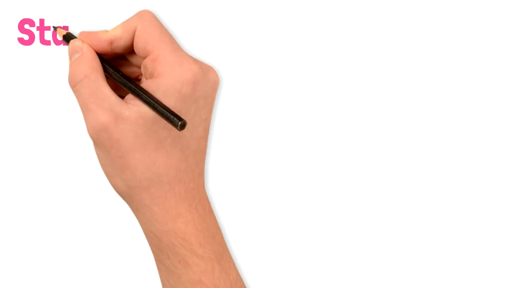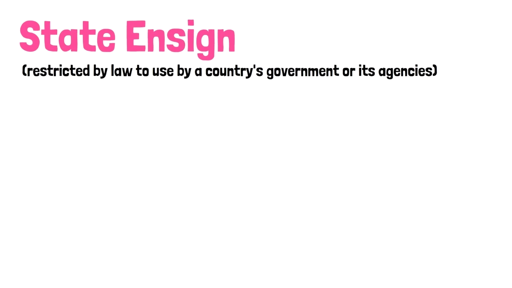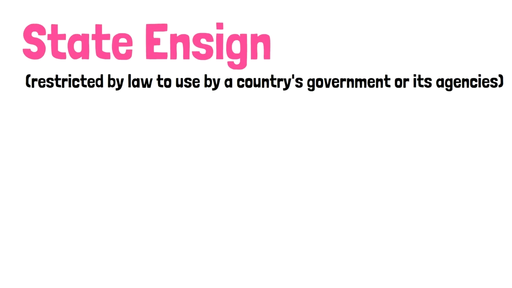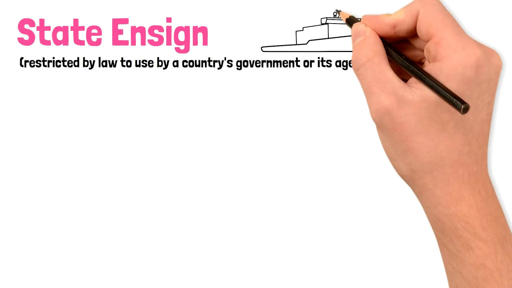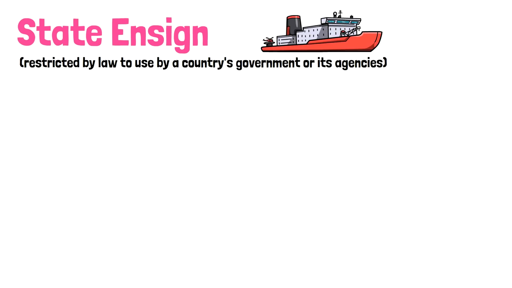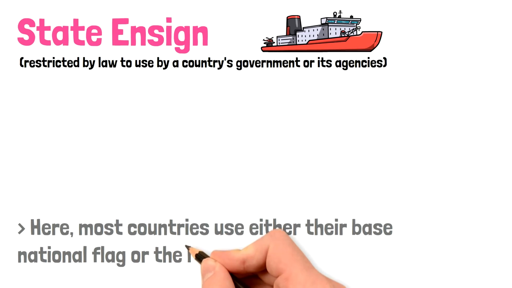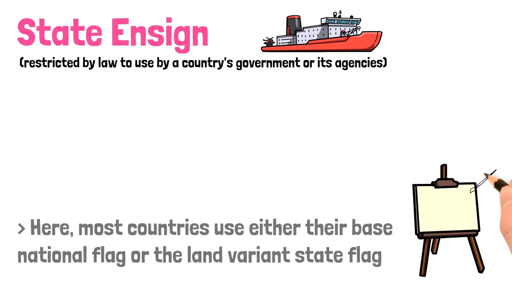A state flag is a variant of a national flag, or occasionally a completely different ensign, specifically designated and restricted by law to be used by a country's government or its agencies. In the case of some nations, they apply its usage to government vessels at sea as well. From what I could find out, the vast majority of countries just use their national flag here, and it's only in very few cases that we see exceptions of countries which designed a specific maritime state flag.